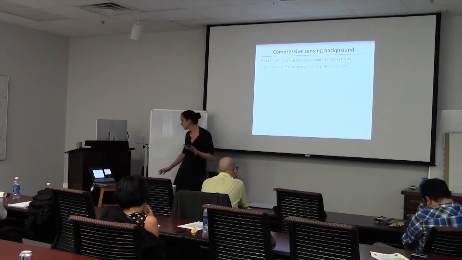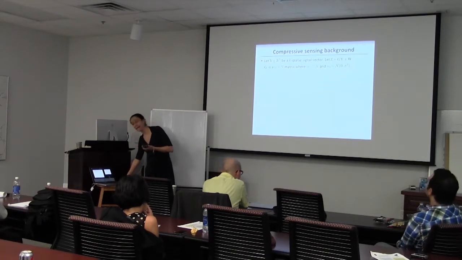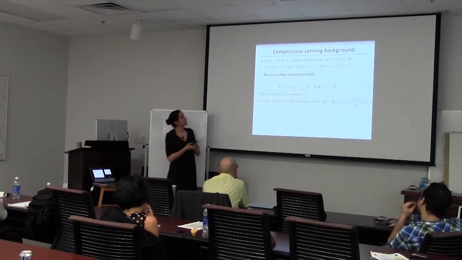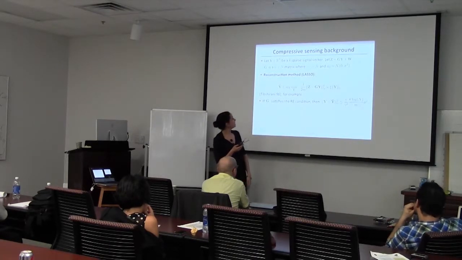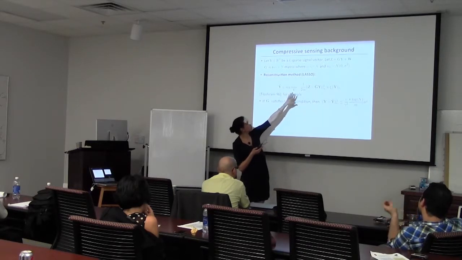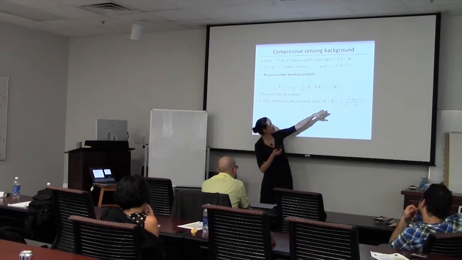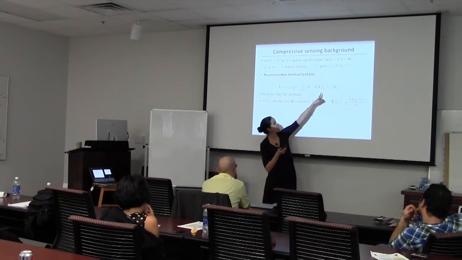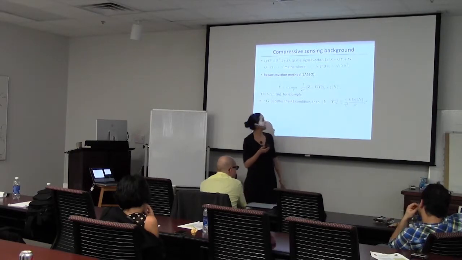G, which is an m by n matrix, in such a way that m is much, much less than n. And it's going to be corrupted by some noise. And the reconstruction method, there are several reconstruction methods, we're going to use lasso, is the following. Again, people have seen this very often. The only thing to point out in case you haven't seen it is the fact that you have an L2 norm there and an L1 norm there.